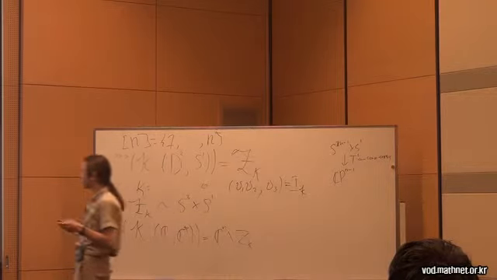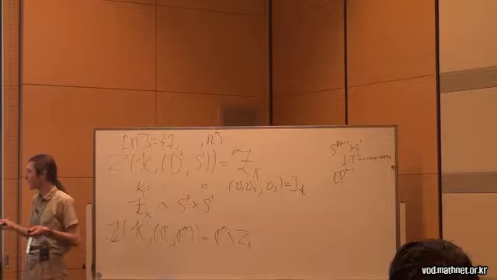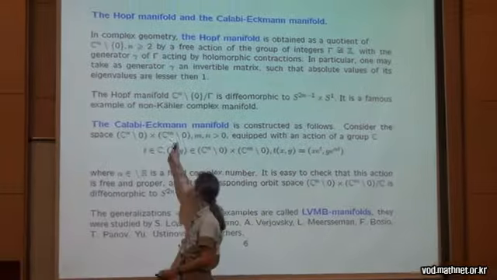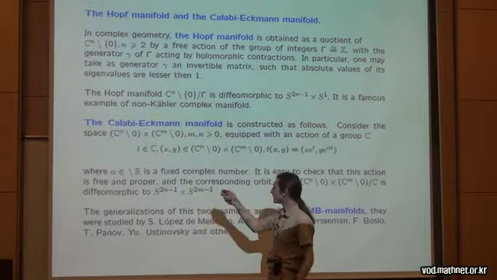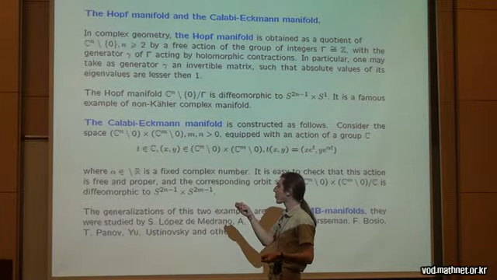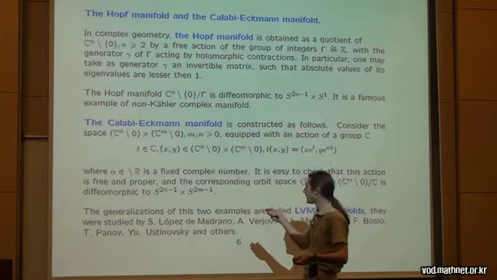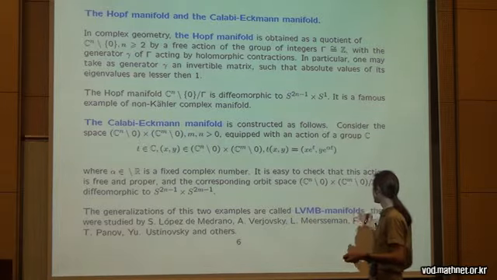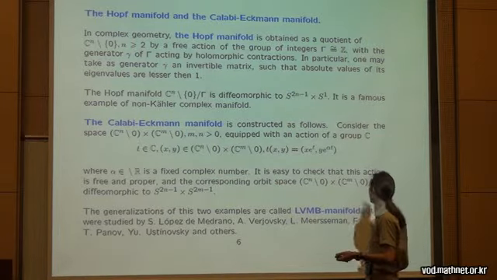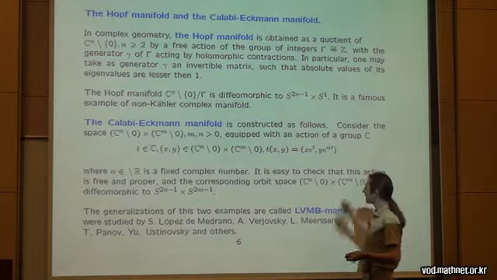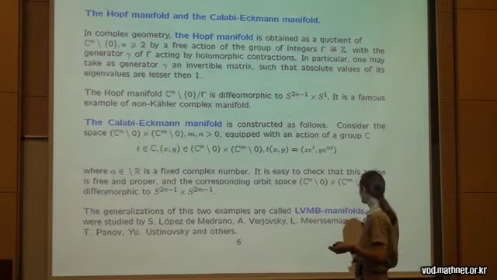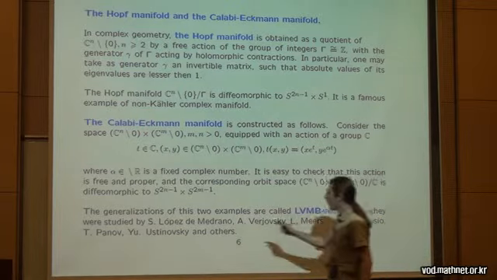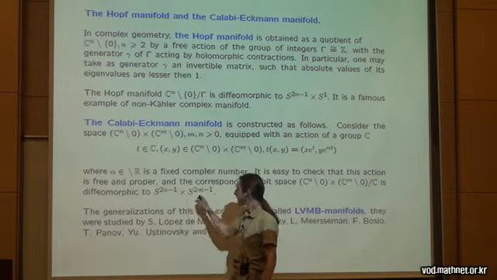Okay, and Calabi-Eckmann manifolds are constructed in a similar fashion. We have this space, which is a complement to some coordinate subspace arrangement, and we have an action of the group C, and we take the quotient space. Here it is. And this space is diffeomorphic to the product of two odd-dimensional spheres.